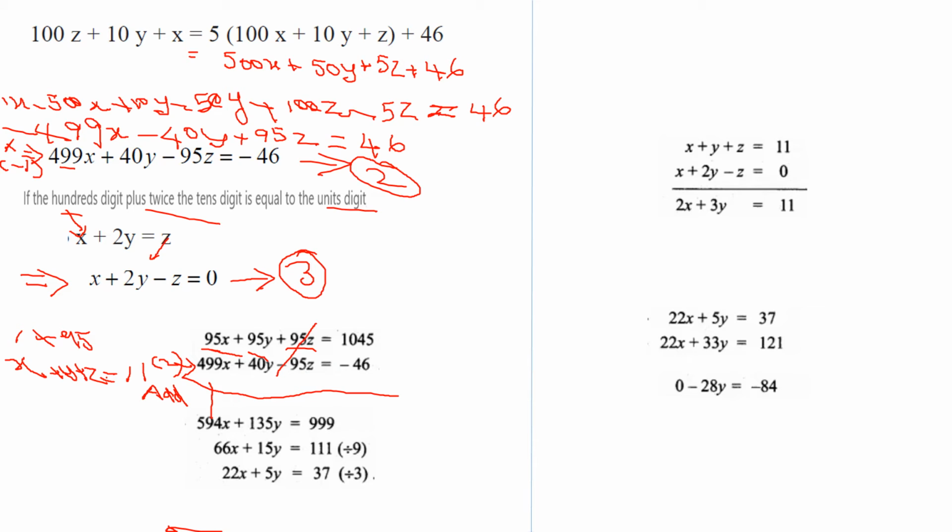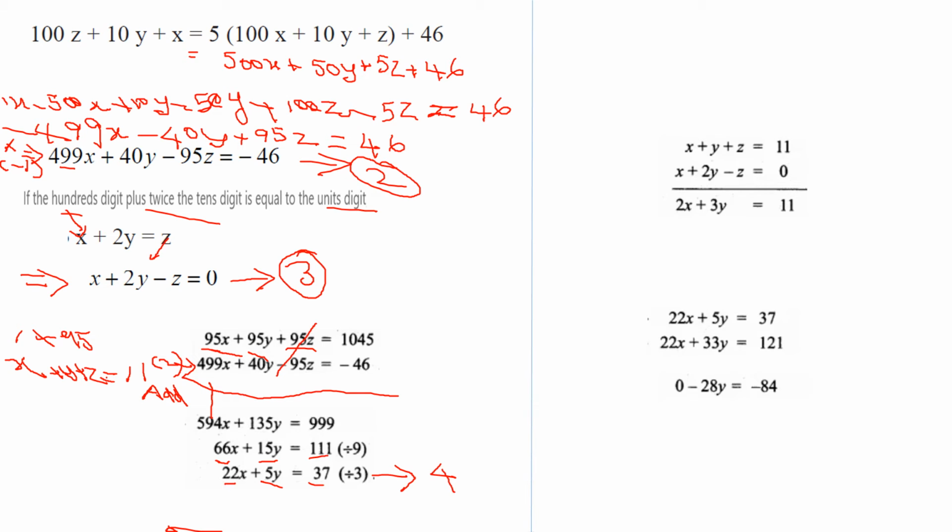Next, we reduce to the lowest terms. So we divide by 9. 594 divided by 9: 6 nines are 54, 54 again, that is 66x. And 135 divided by 9 is 15y. 999 divided by 9 is 111. Again we reduce to the lowest terms, divided by 3: 66 divided by 3 is 22x, 15y divided by 3 is 5y, 111 divided by 3 is 37. This is our fourth equation.